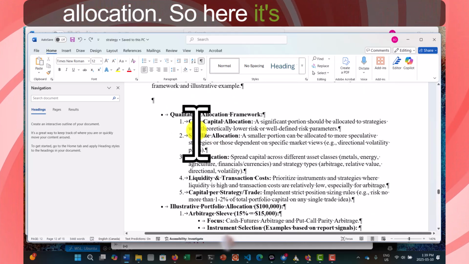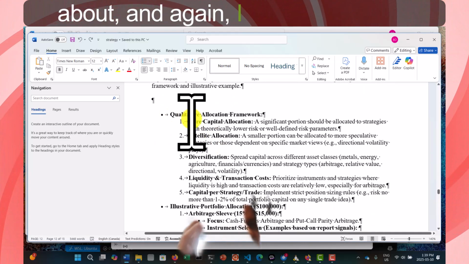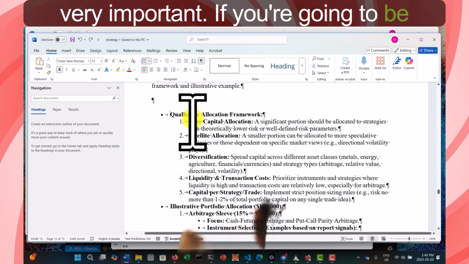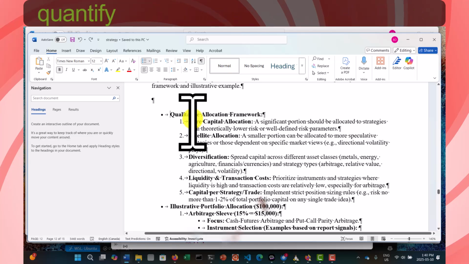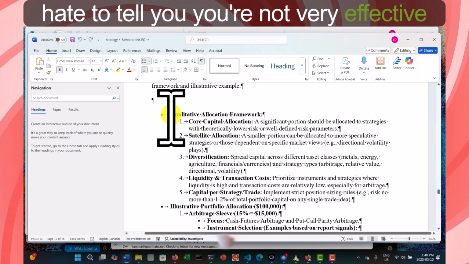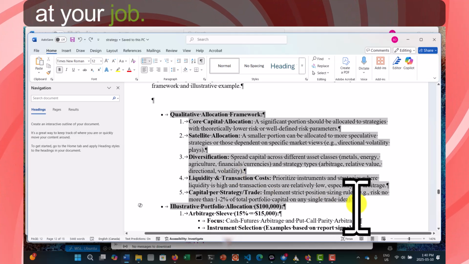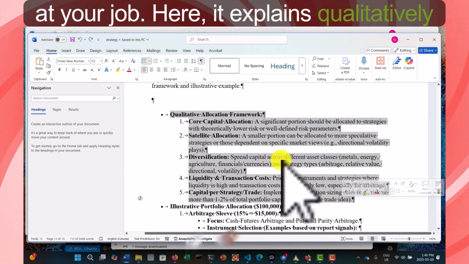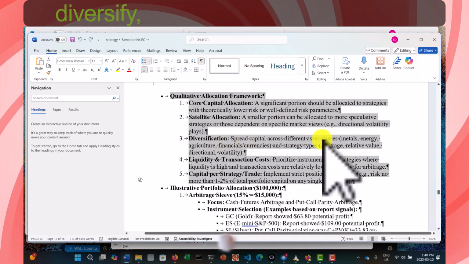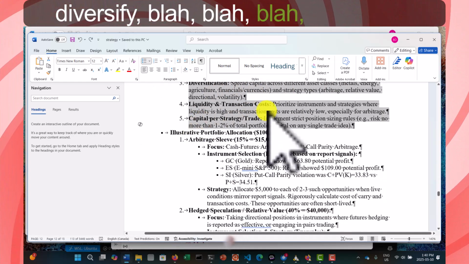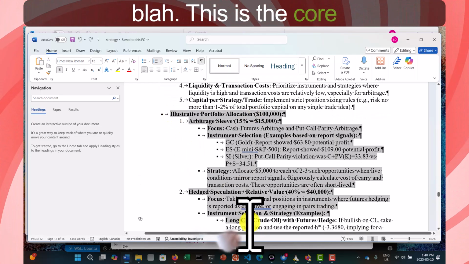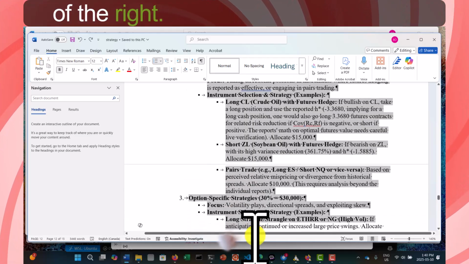Here it's going to talk about, and again, I talk about this, it's very important. If you're going to be online as a guru and you're not able to quantify and qualify your trading ideas, I hate to tell you, you're not very effective at your job. Here, it fully explains qualitatively what you need to do, and why. So you diversify, and it talks about liquidity, transaction costs. This is the core of it right here. This is the core.